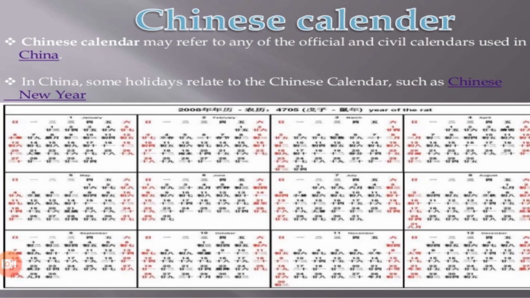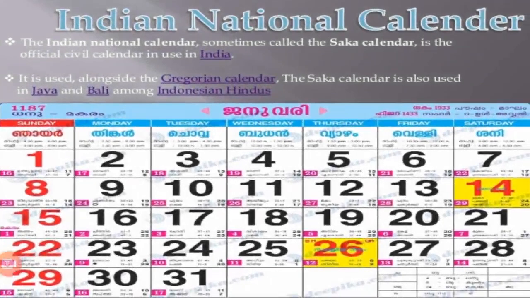Well, guys, the Chinese calendar refers to any of the official and civil calendars used in China. Well, Chinese people use this calendar only to see some national and, you can say, some religious festivals of their religion, but commonly they are using the Gregorian calendar, or you can say the Christian calendar. As I told you, most of the countries in the world are using these calendars.